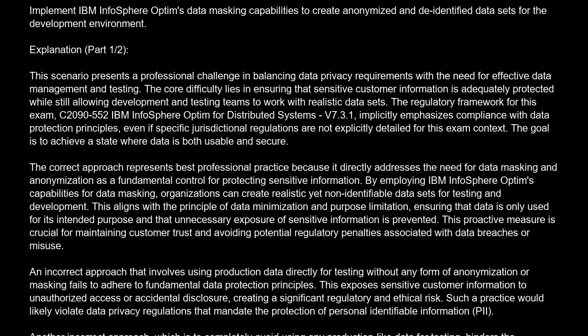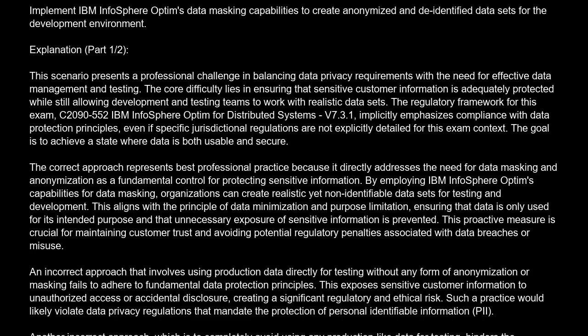The regulatory framework for this exam, C2090-552 IBM InfoSphere Optim for Distributed Systems V7.3.1, implicitly emphasizes compliance with data protection principles, even if specific jurisdictional regulations are not explicitly detailed for this exam context. The goal is to achieve a state where data is both usable and secure. The correct approach represents best professional practice because it directly addresses the need for data masking and anonymization as a fundamental control for protecting sensitive information.